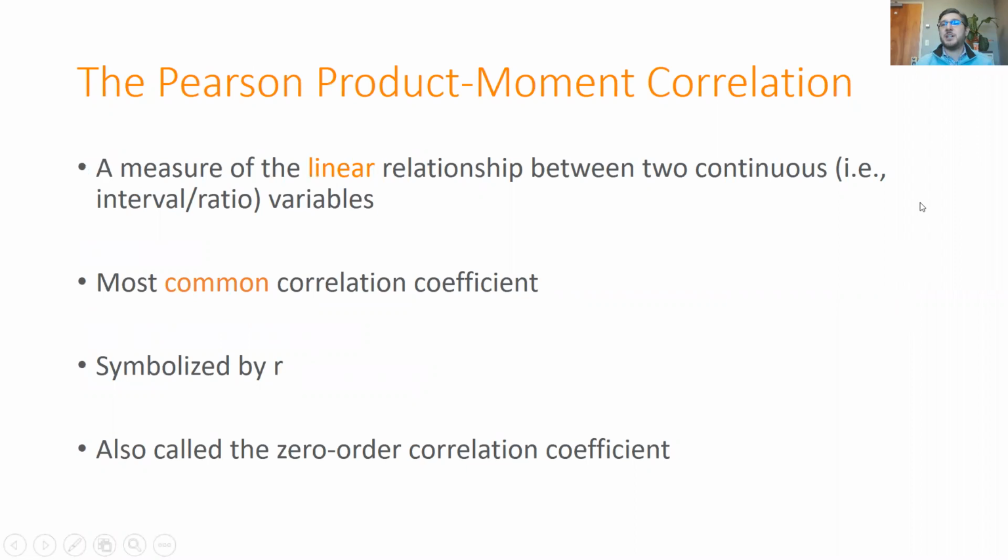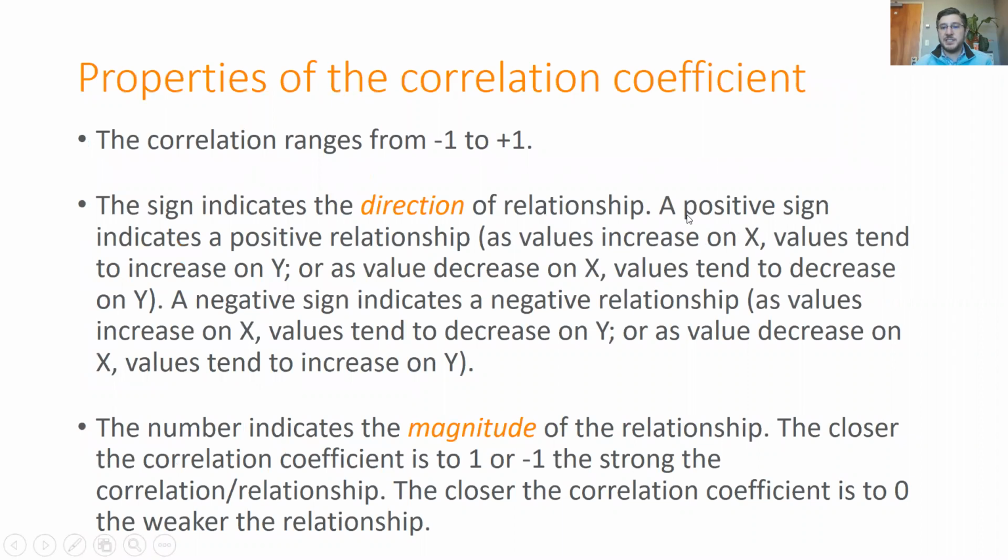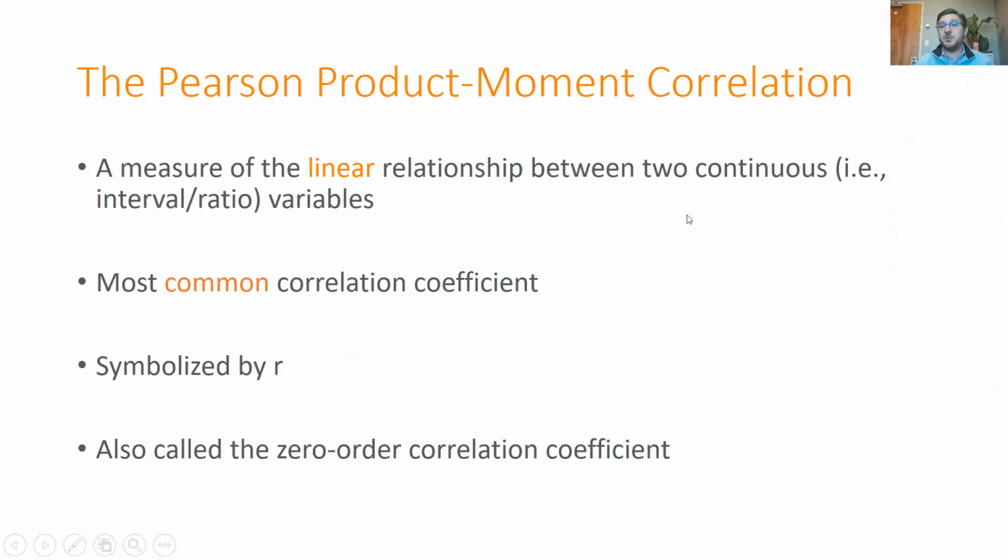So probably the most common measure used to examine the relationship between variables is the Pearson's correlation, also called the Pearson's product moment correlation. This examines the linear relationship between two variables, and these are typically variables measured on an interval ratio scale. This is the most common type of correlation coefficient. It's typically symbolized with the letter R. You may also hear it called the zero order correlation coefficient. This is all referring to Pearson's R.